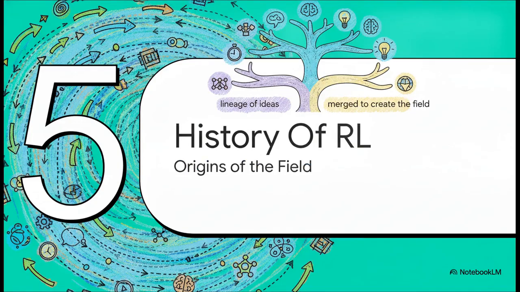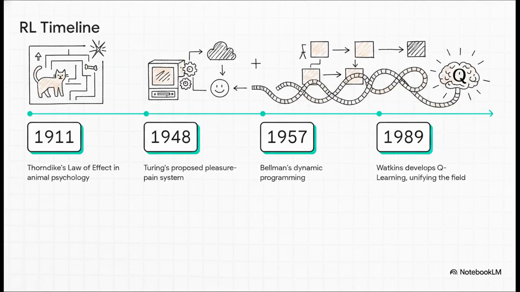Let's head into our final segment, Section 5. The history of RL. Let's look at how all these ideas finally merged. The history of reinforcement learning isn't just one boring, straight line. It's a brilliant collision of entirely different disciplines. Way back in 1911, Thorndike established the law of effect in animal psychology. Then, by 1948, the legendary Alan Turing was already proposing computational pleasure-pain systems. In the 50s, Richard Bellman hammered out the math for optimal control. But it wasn't until 1989 that Chris Watkins developed Q-learning, finally unifying animal psychology, early computing, and control theory into the modern AI framework we know today.